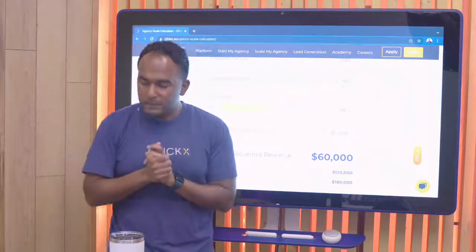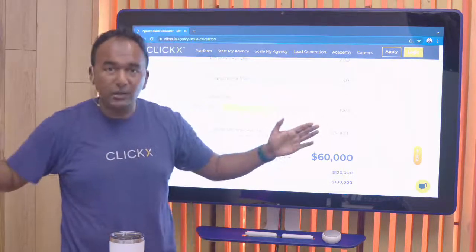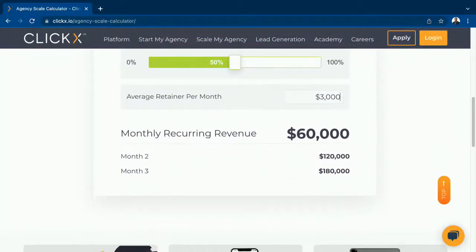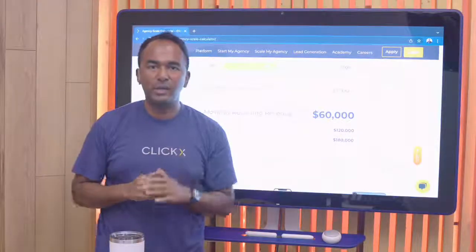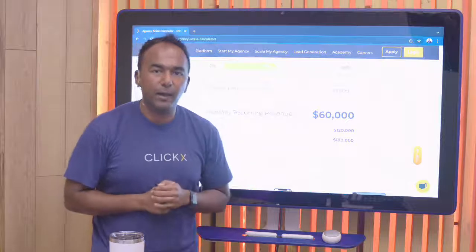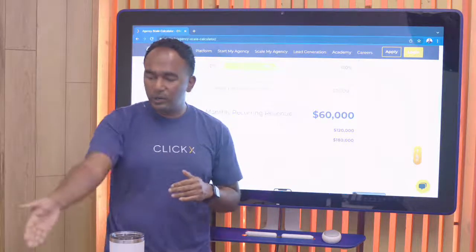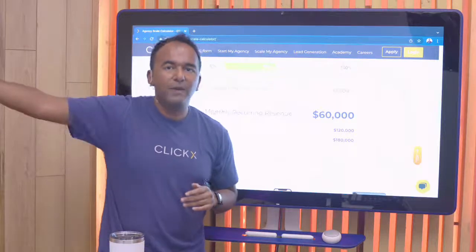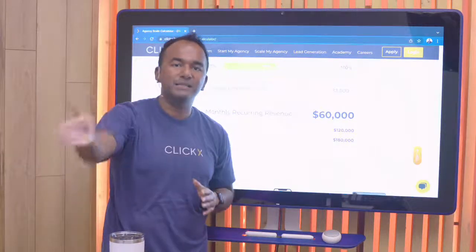All right? So, $3,000. Look at this. Monthly recurring revenue, guys. $60,000. I'm sure some of you are shocked because you didn't do your math yet. Oh my God. I'm just trying to get to that amount. And if you really wanted to, we only show month 1, month 2 and month 3. Month 4, month 5, month 6, you do the math, but you got to execute.